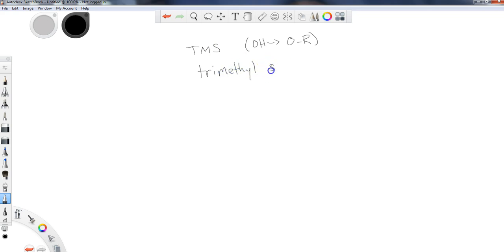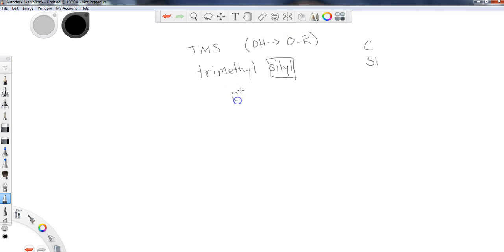I'm not sure how much you know in terms of your non-organic compounds, but silyl is right underneath carbon. If I look on the periodic table, here's carbon, and here's silicon. So this is a good mimic of carbon, and we actually end up using it because it's a little bit easier to deprotect than a regular ether if I were to use carbon.